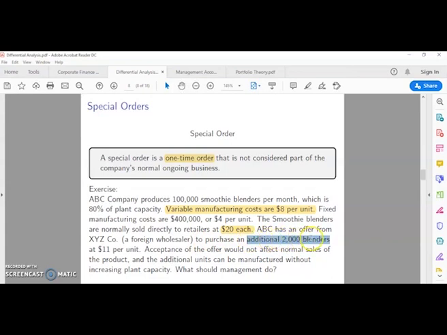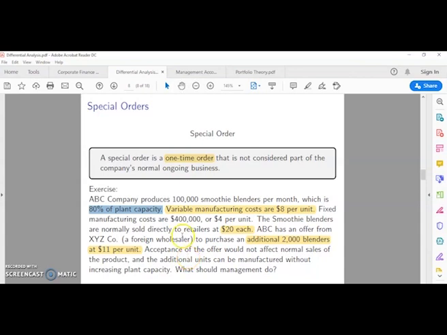So look at this. This is a different order. It's not the normal ongoing business that the company has. So additional 2,000 blenders at $11 per unit. Acceptance of the offer would not affect normal sales of the product, and the additional units can be manufactured without increasing plant capacity. So you don't need to increase this plant capacity. With the current you can produce.